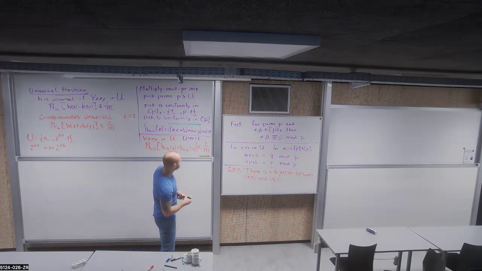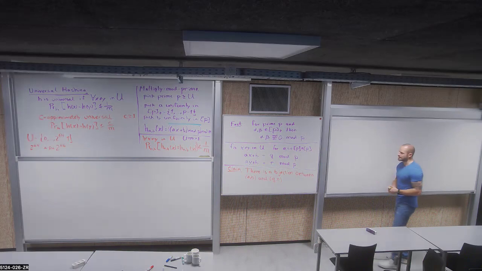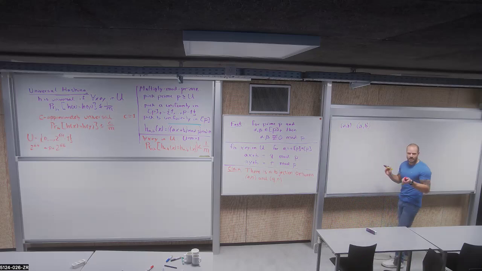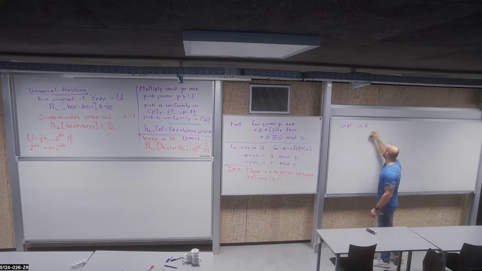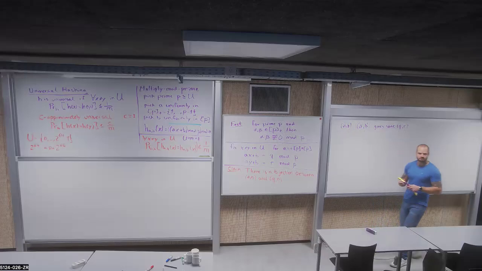So maybe the easiest way to see this is to assume that you have two pairs, AB and A prime B prime, that give the same QR. Let's assume we have this, and then we're going to conclude that they must be equal. So let's say AB and A prime B prime give the same QR. We want to prove this implies A equals A prime and B equals B prime. This is what we want to argue.